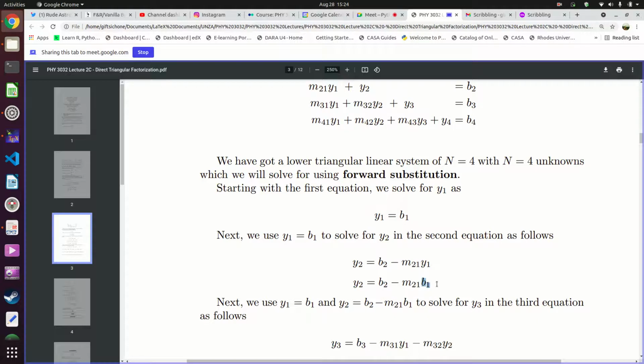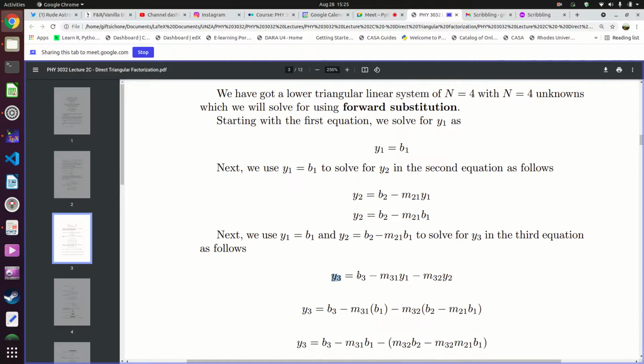So you have your value for y1, and you've got your value for y2. With your values for y1 and y2, then you try to work out the value for y3. So in this particular case, you move m31 y1 plus m32 y2 to the other side, and you're going to end up with y3 equals b3 minus m31 y1 minus m32 y2, which is what you have here.